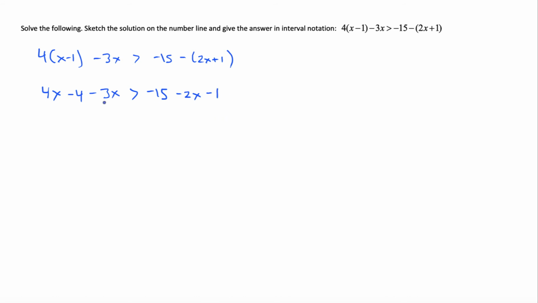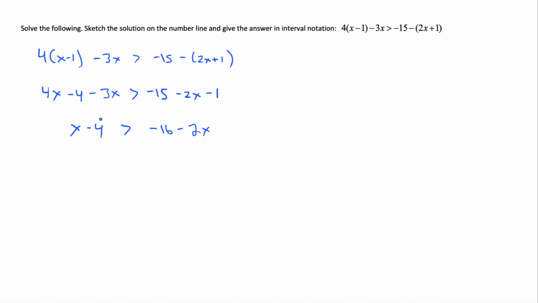So at this point, we've gotten rid of all the parentheses. We've distributed every parentheses. Now we can combine any like terms on each side. Let's look at the left side. We can combine 4x minus 3x, which is just 1x, and minus 4. And on the right side, what can we combine here? We can combine negative 15 minus 1, and negative 15 minus 1 is negative 16, and then minus the 2x. So we have 2 terms on the left and 2 terms on the right.